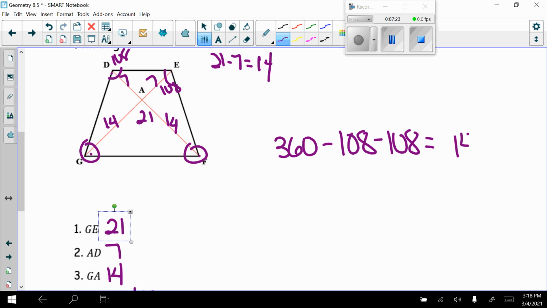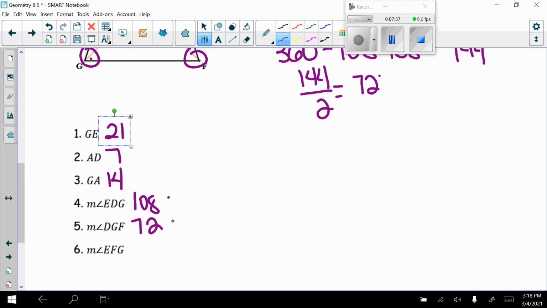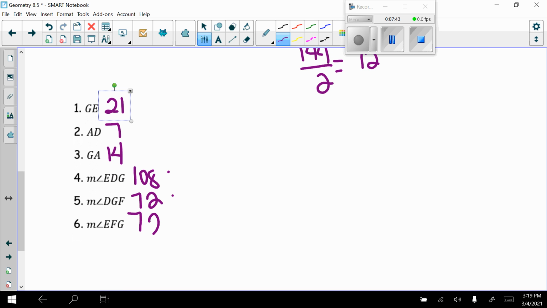That gives me 144. So these two together have to be 144, but they also have to be the same because they are base angles. So 144 divided by 2 gets me 72 degrees. So I know the angle DGF is 72 degrees. And then the other one is angle EFG. EFG, that's my other base angle, 72 degrees as well.